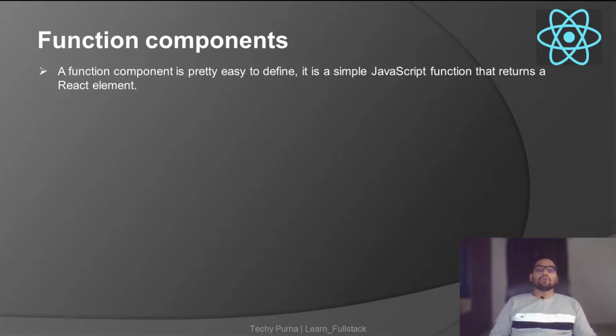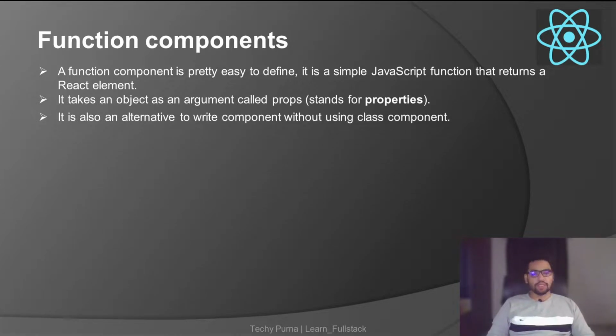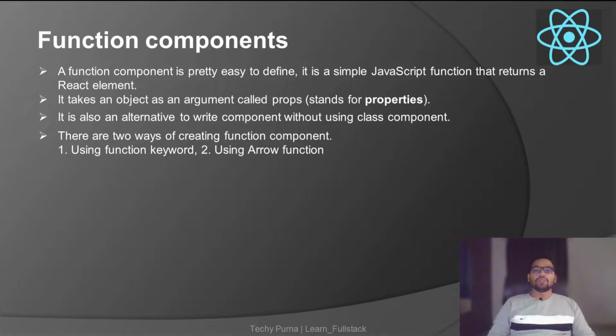A function component is pretty easy to define, and it is just a simple JavaScript function that returns a React element. It takes an argument called props. And props you already know, right? So props stands for the properties in class component. Basically, through hooks we can achieve whatever things are available in class component. So there are two ways of creating a functional component, using the function keyword or using the arrow function.